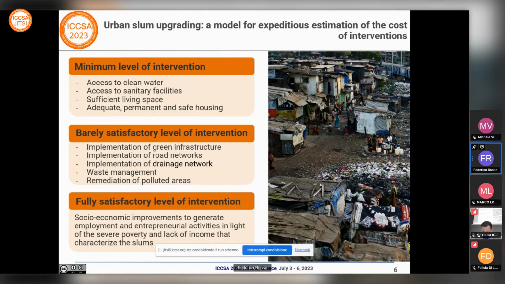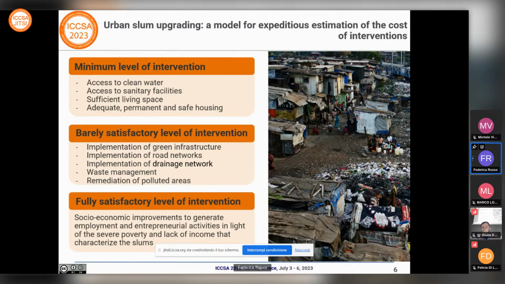In this regard, we have put forward 3 possible intervention scenarios: a minimum level of intervention to satisfy the minimum requirements set by UN Habitat. This means ensuring access to clean water through the implementation of water distribution and collection systems, and access to improved sanitation through the construction of sewerage systems, and a good level of structural quality and sufficient living space.